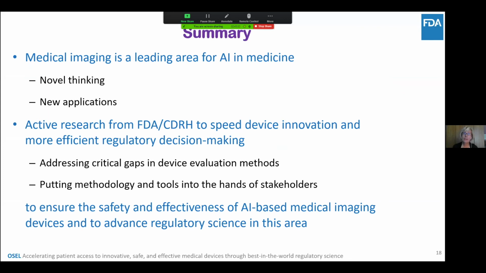Addressing gaps in device evaluation methods. We don't compete with industry. We're trying to support innovation, putting methodology and tools into the hands of stakeholders to ensure that the devices that are approved by the FDA, cleared by the FDA, are safe and effective.